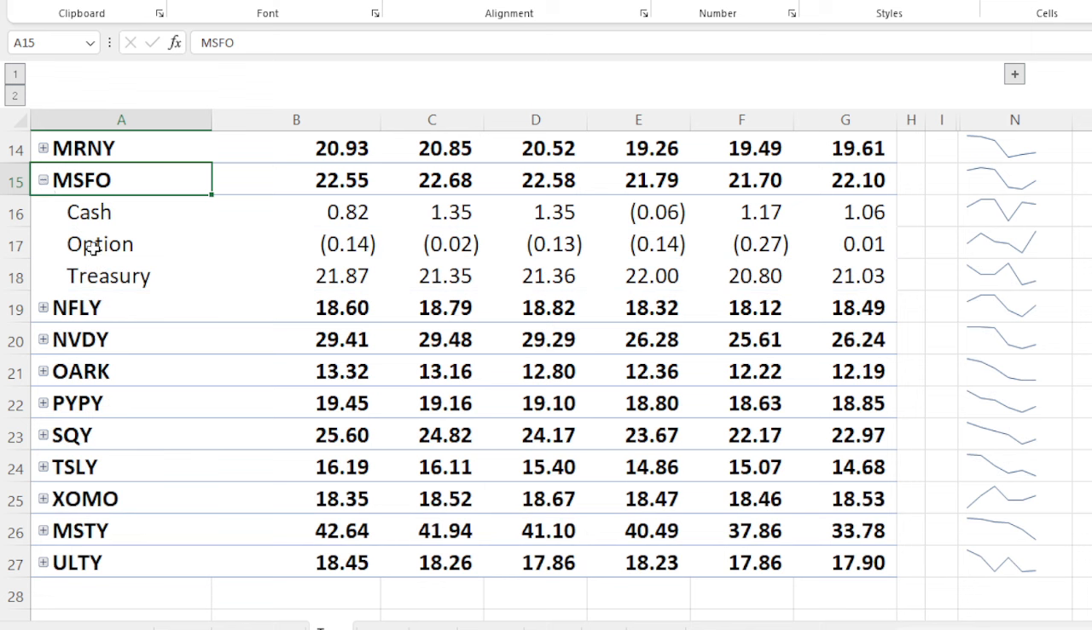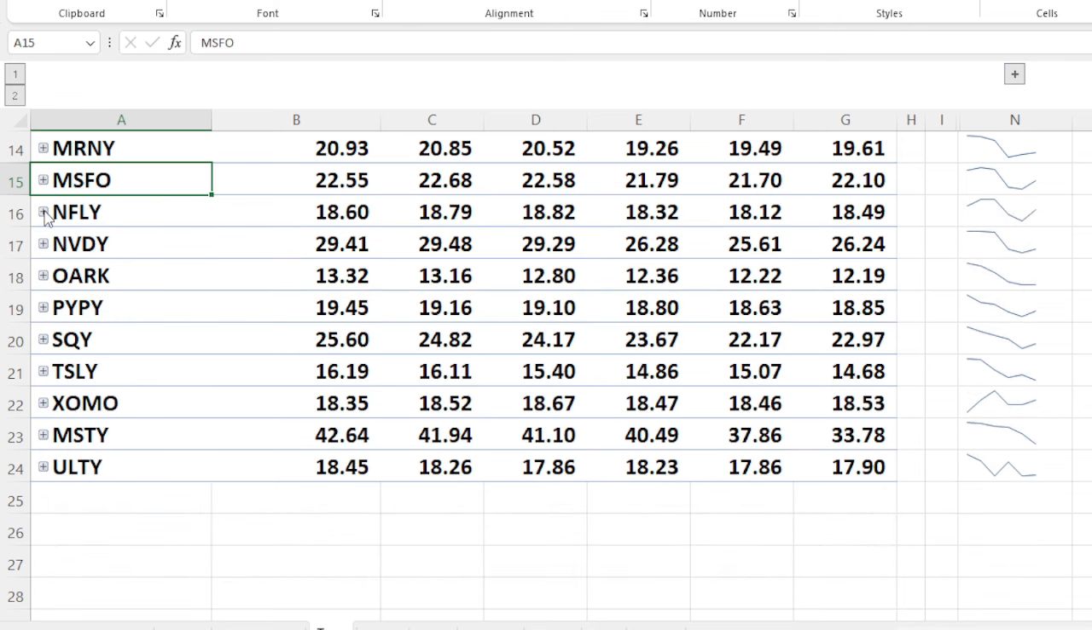Microsoft, I mean, given everything that happened, still holding up fairly well. So cash went from 82 cents to $1.06, and treasuries went down a little bit, 21.87 to 21.03, and then the options again not that exciting. 14-cent credit down to 1 cent debit. So hopefully they can at least maintain performance or improve.